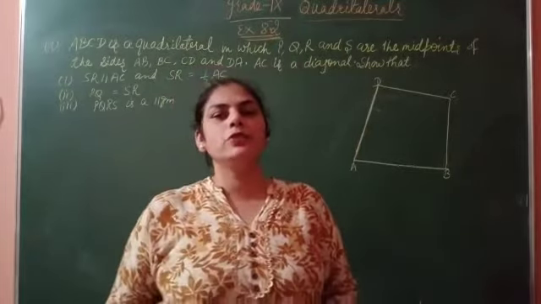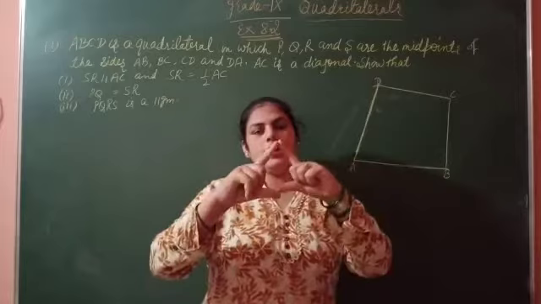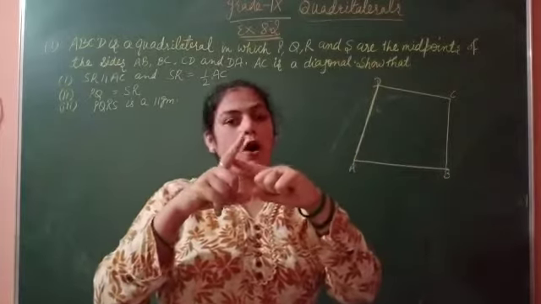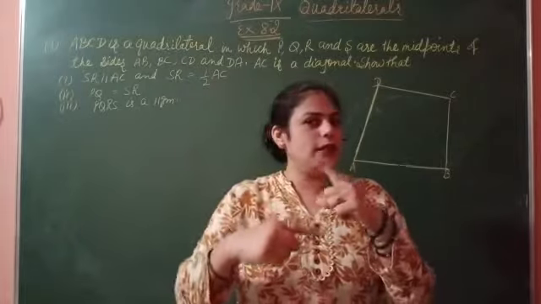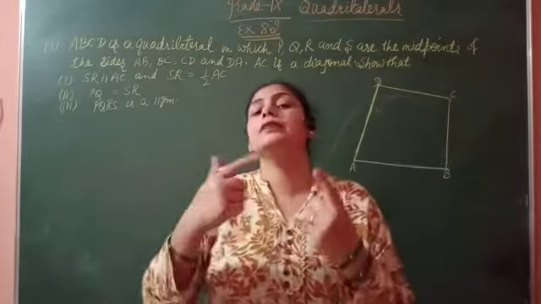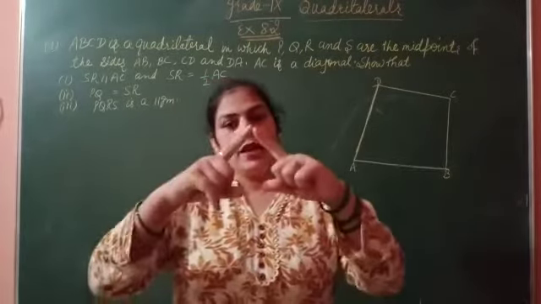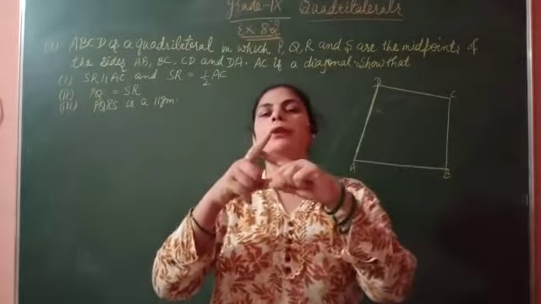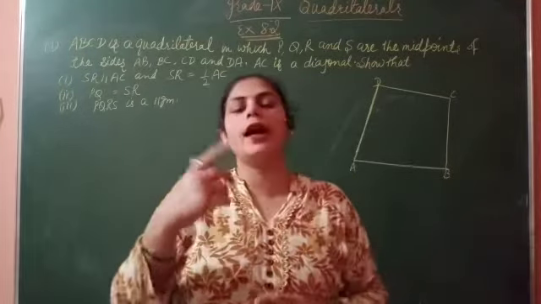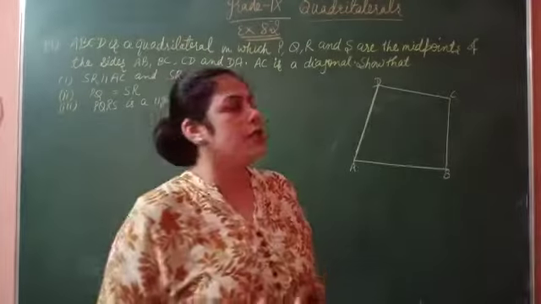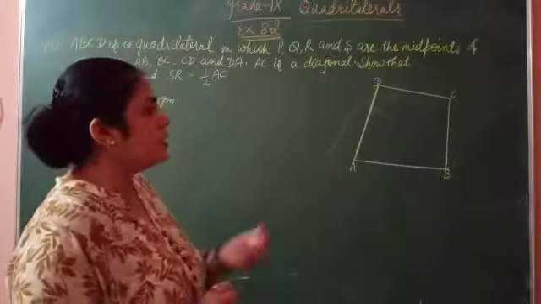What is the midpoint theorem? The midpoint theorem is that in a triangle, if we join the midpoints of two sides of a triangle, then that line is parallel to the third side and is equal to half of it. That is our midpoint theorem. Clear? So that is the midpoint theorem which we use in the questions in this exercise.